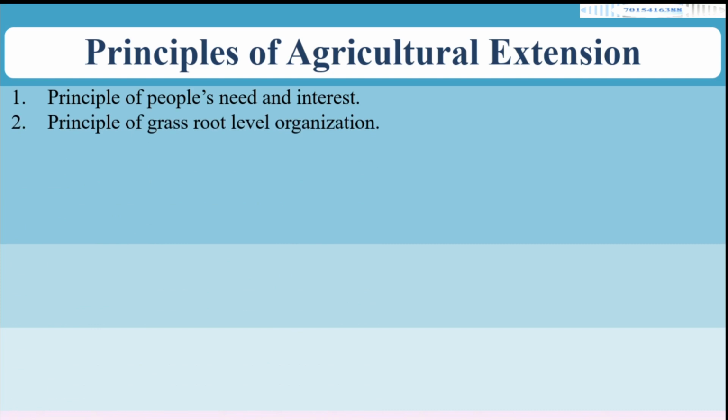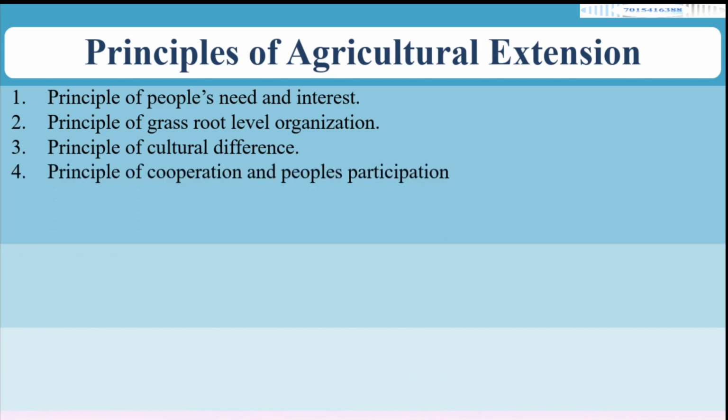Second is principle of grassroots level organization. Okay, the development program should be started from the zero level, so that each and every farmer can get the information. Third is principle of cultural difference. If there is any difference in the culture, then first of all the extension education officer will have to get the knowledge about the culture of that particular area, where he is going to develop the program.